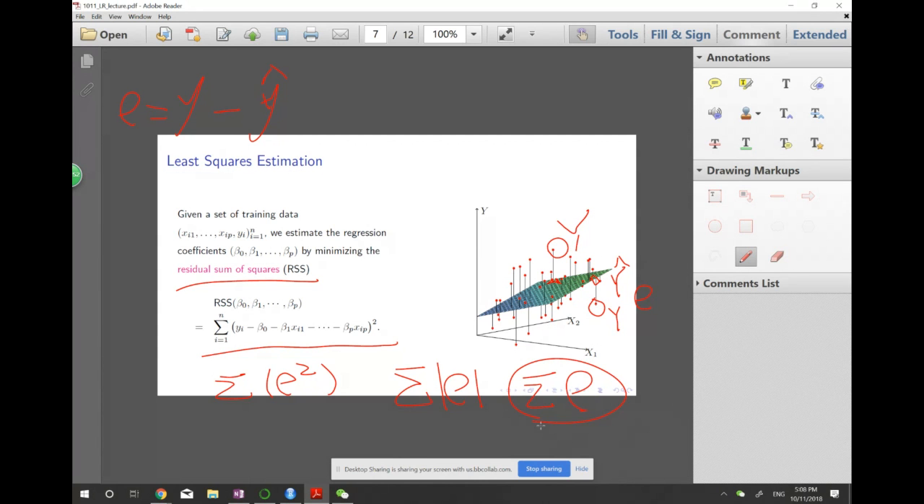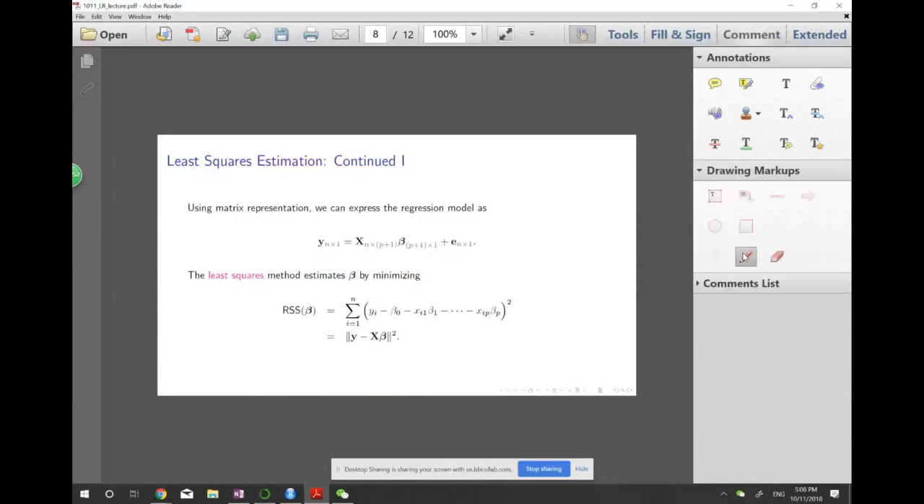But although this is the most commonly used form for measuring the model, not everyone likes it. And in future models, especially like SVM and some advanced Bayes methods, we are talking about some other measures to estimate the model, okay? Any questions so far? Okay, good.